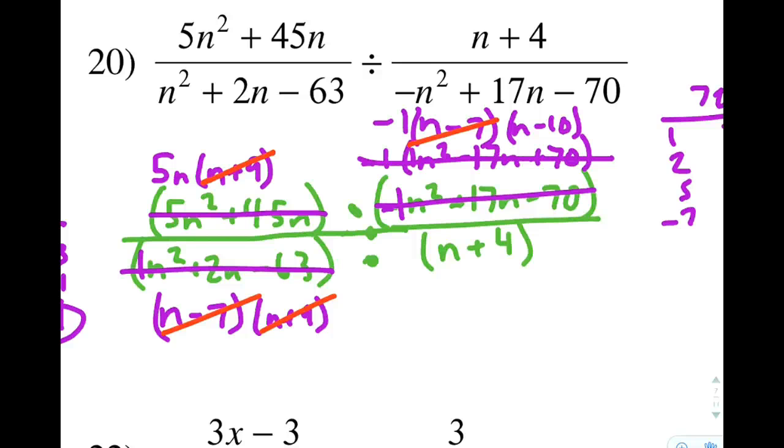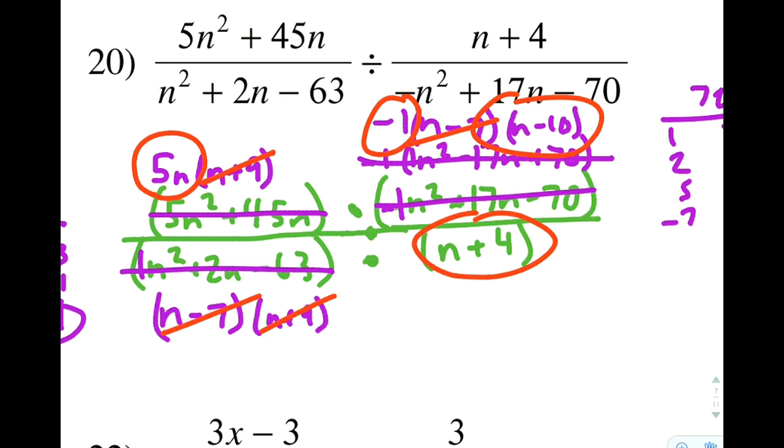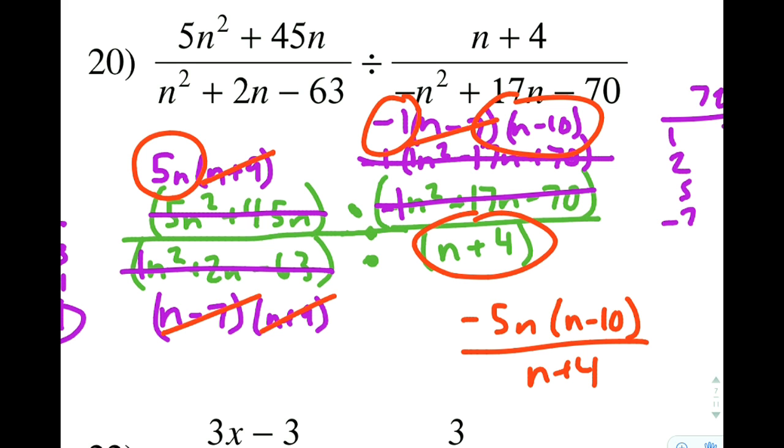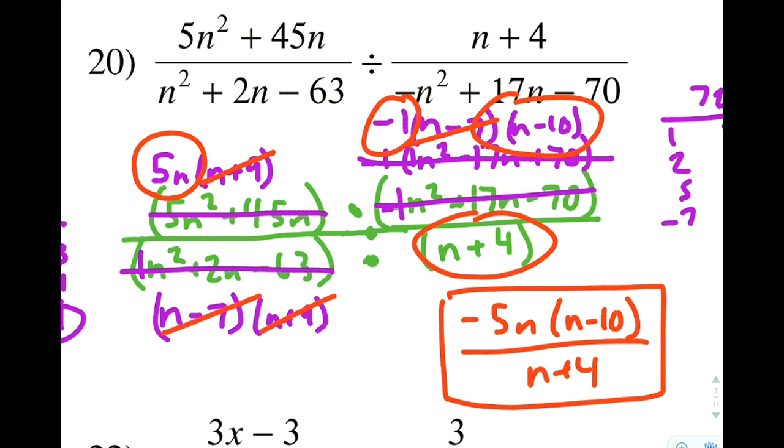So if I were to clean up my final answer here, I've got this, this, this, and this. Negative 5n, I multiply the negative 1 and the 5n, negative 5n times n minus 10 all over n plus 4. Again, if you distributed that out and wrote that as your final answer, that may be even better, but I will accept this as your answer.